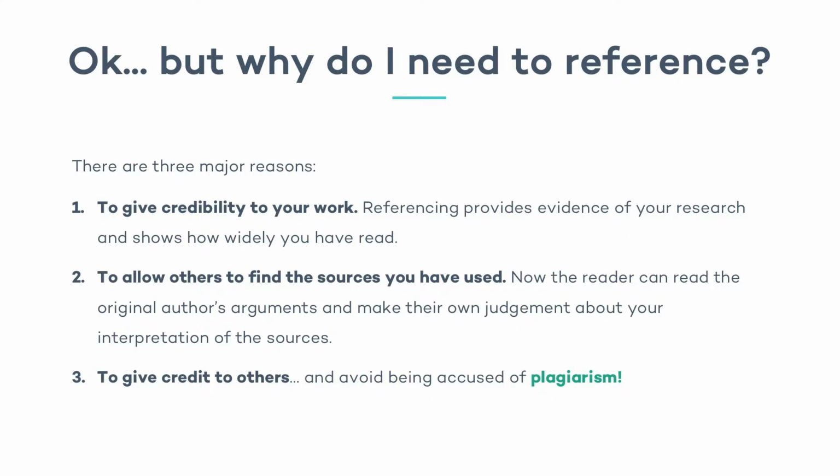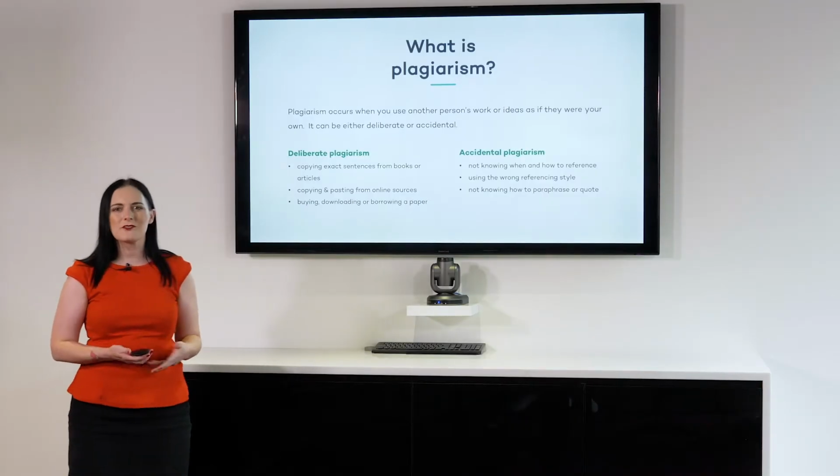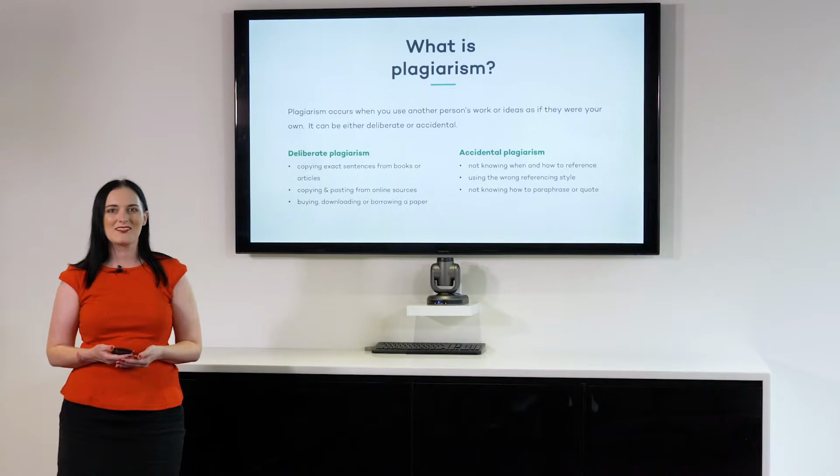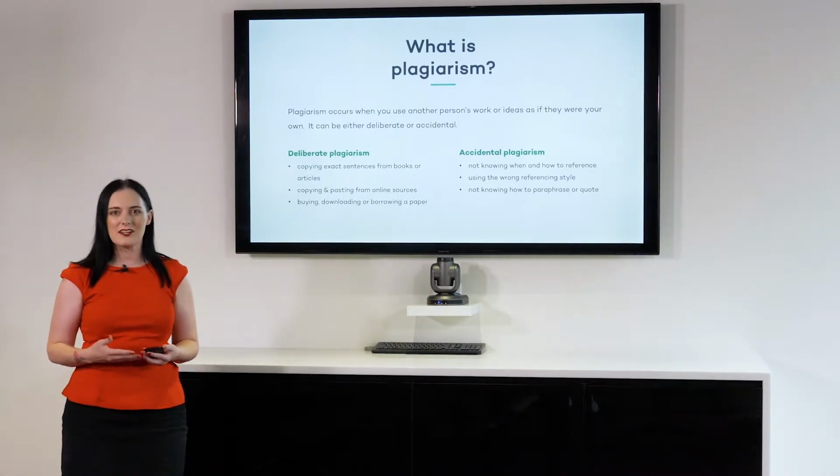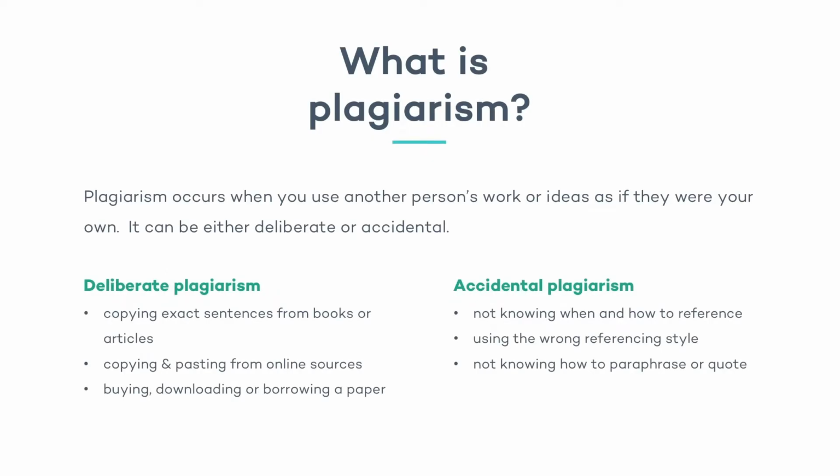Finally, a very important reason why we need to reference is we want to give credit to the people whose ideas we are using. And we want to avoid this terrible thing called plagiarism, which we will discuss in more detail. So what is plagiarism? Plagiarism is like academic theft, academic stealing. So it's when you're taking the work and the ideas of other people and you're pretending that it's your own. Now, plagiarism can be deliberate, but more commonly, it can be accidental as well. And one of the purposes of this video is to help you avoid the accidental plagiarism.